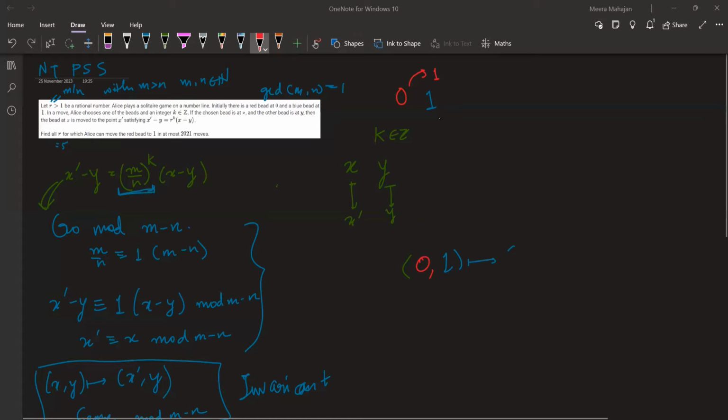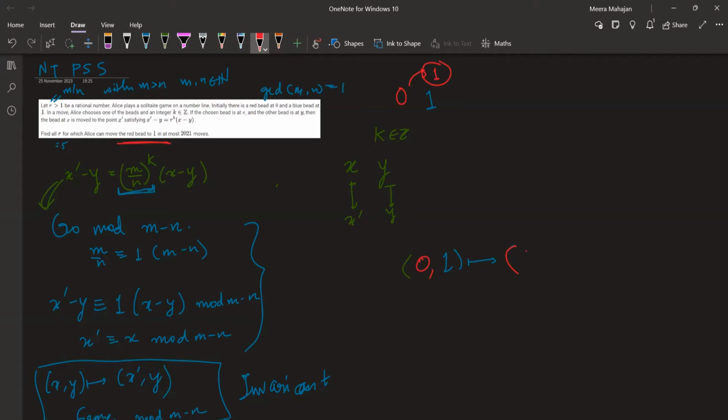So the red bead, we put x to be 0 in that equation, so that just gives that x prime is congruent to 0 mod m minus n. Yes, that is correct. I'm saying the final as in here. What does the problem ask? We want to move the red bead to 1. So what is the final state?